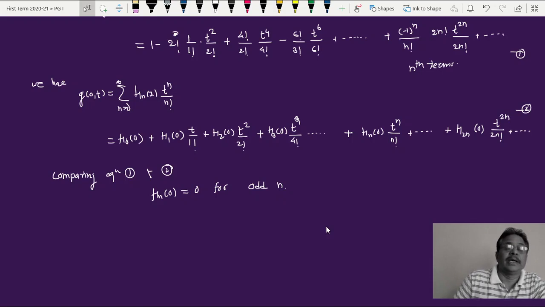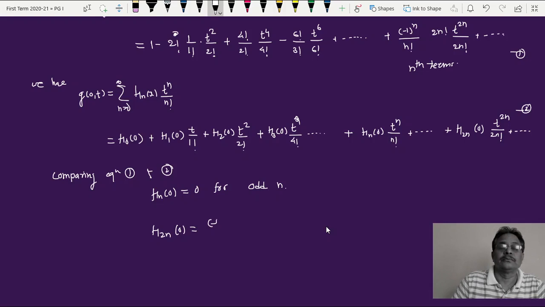And second, h2n of 0 is equal to, that is what we have written in there. It is minus 1 raised to n into twice n factorial divided by n factorial for even n. Okay, and replace n by 2. Here also we are making a small change. Replace n by 2, just to make this to be hn.